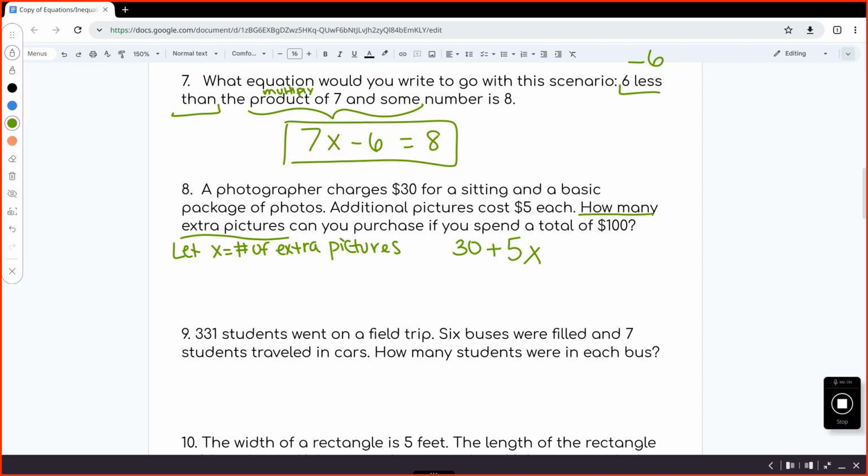Now, how many extra pictures can you purchase if you're spending a total of $100? So we're going to make our equation equal to 100, and then we're going to solve. We subtract 30 on both sides, and we have 5x is equal to 70. Next, we're going to divide each side by 5, and we get x is equal to 70 divided by 5, which is 14.